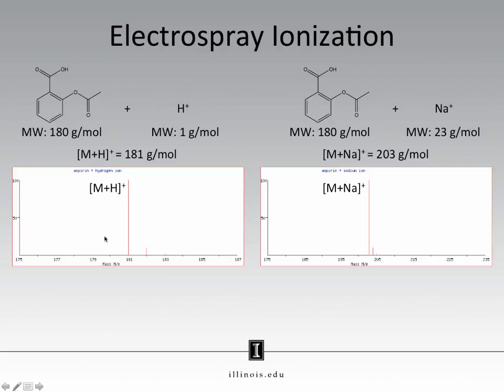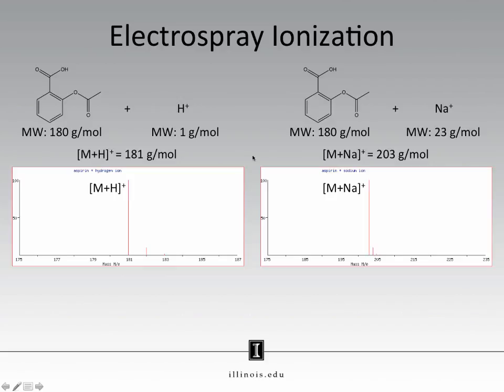In this mass spectrum, we see a mass-to-charge ratio of 181. You can see how that matches our expected mass-to-charge ratio. This peak, this signal, corresponds to the mass of our compound plus the mass of the hydrogen ion. Similarly, on the right, we have a peak, a signal, of 203, which corresponds to what we would expect for the mass of our compound plus the mass of sodium. We call these largest peaks molecular ion peaks. This is because they correspond to the mass of the intact, non-fragmented molecule.